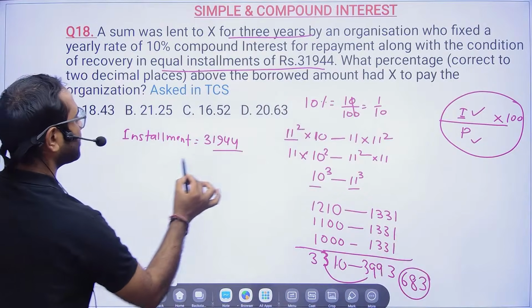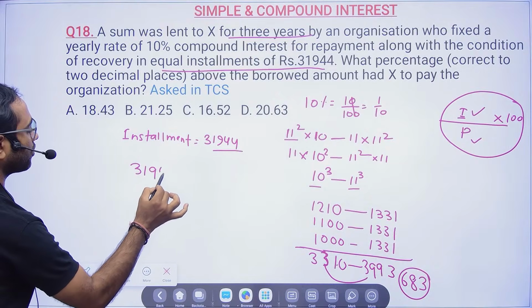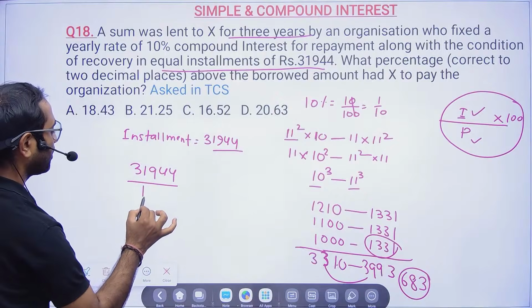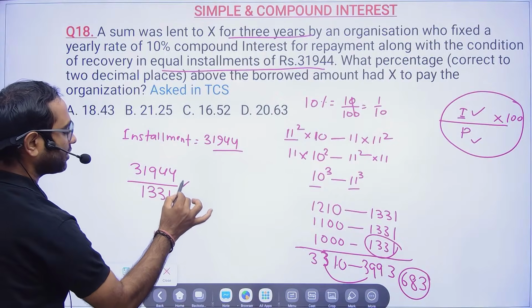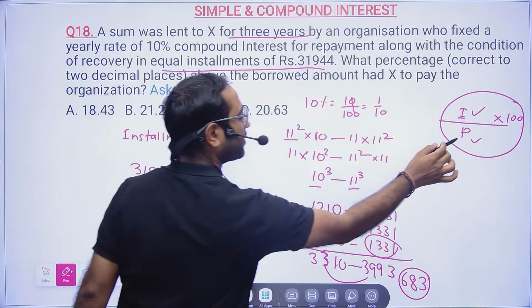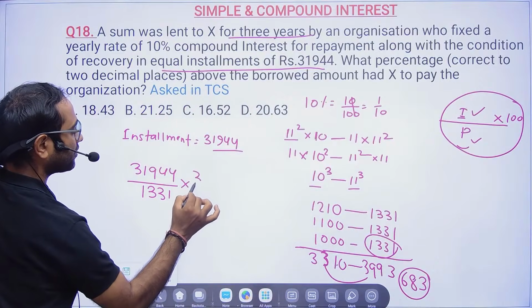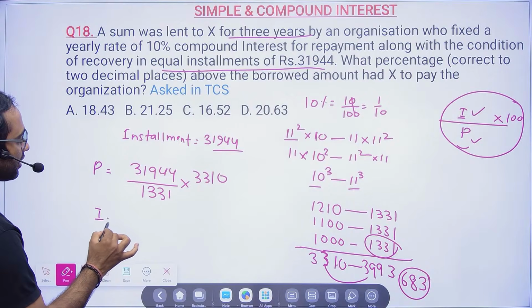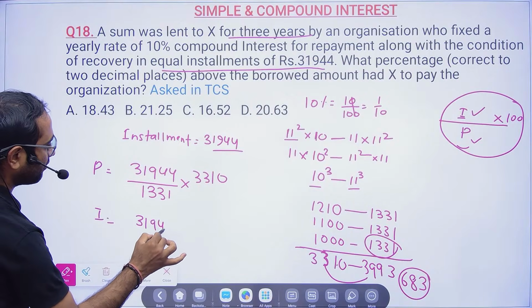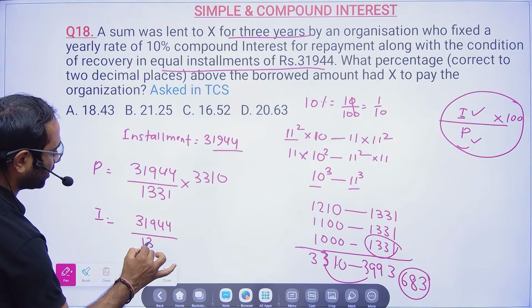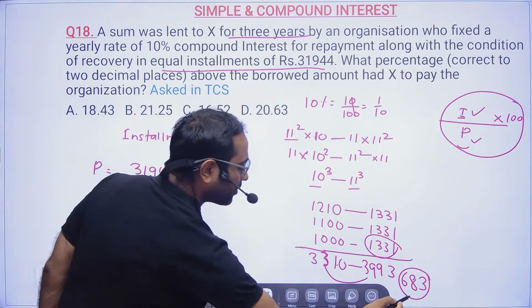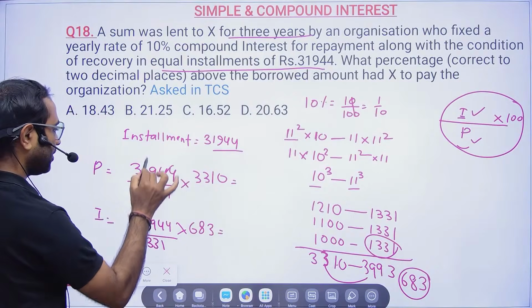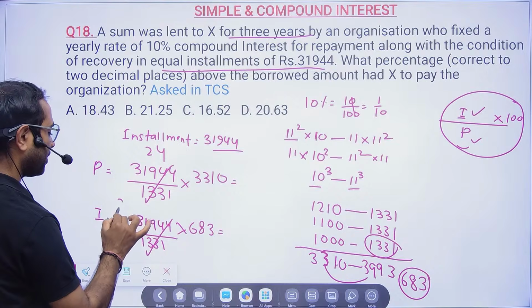Sir, what is given, sir? 31944 installment is given. Sir, what is my each installment? 1331. And sir, I need to calculate principal and then interest. So principal will become 3310. What if I have to calculate interest? Sir, 31944 divided by 1331. Sir, my interest is nothing but 683 rupees. That's all, sir. So this will go by 24 times.